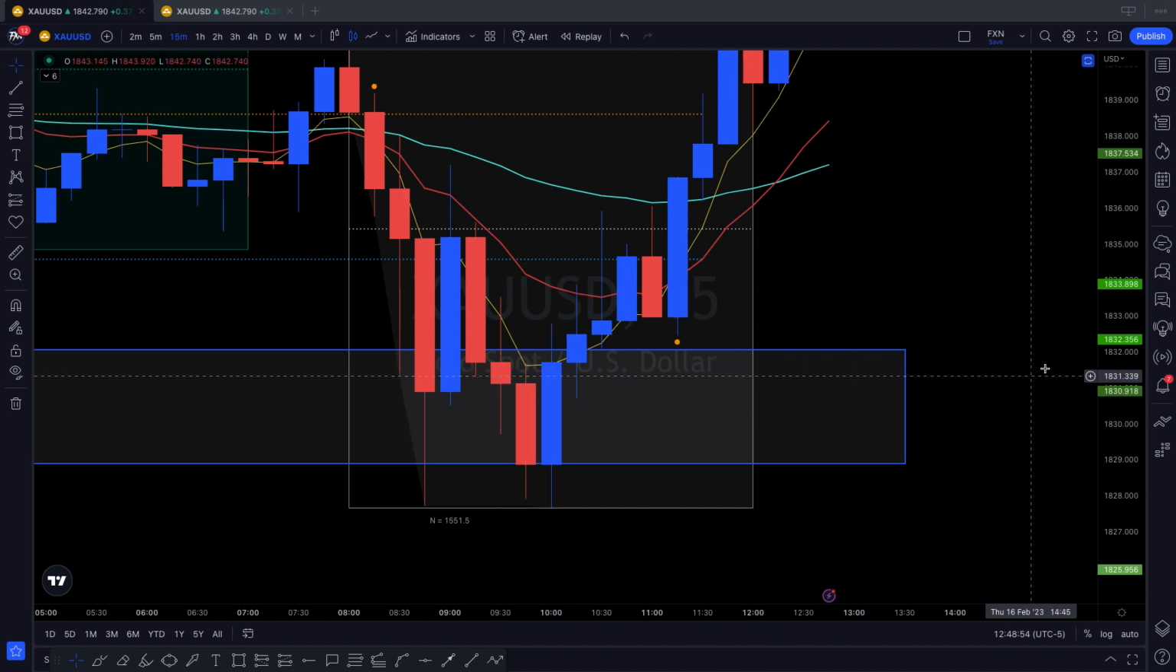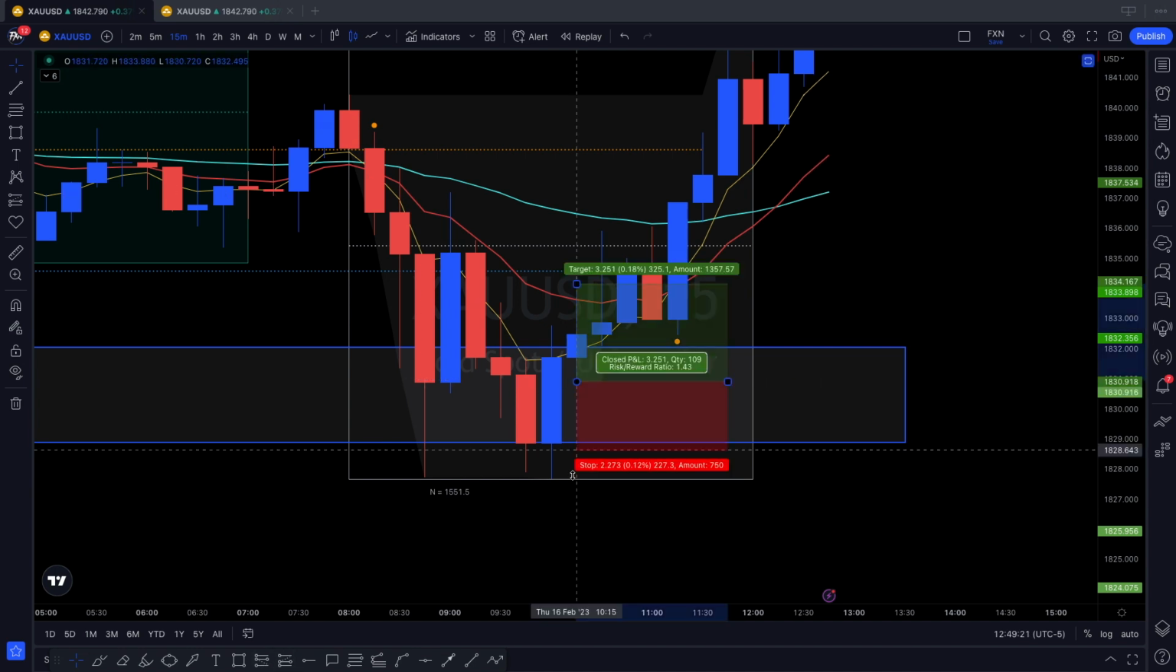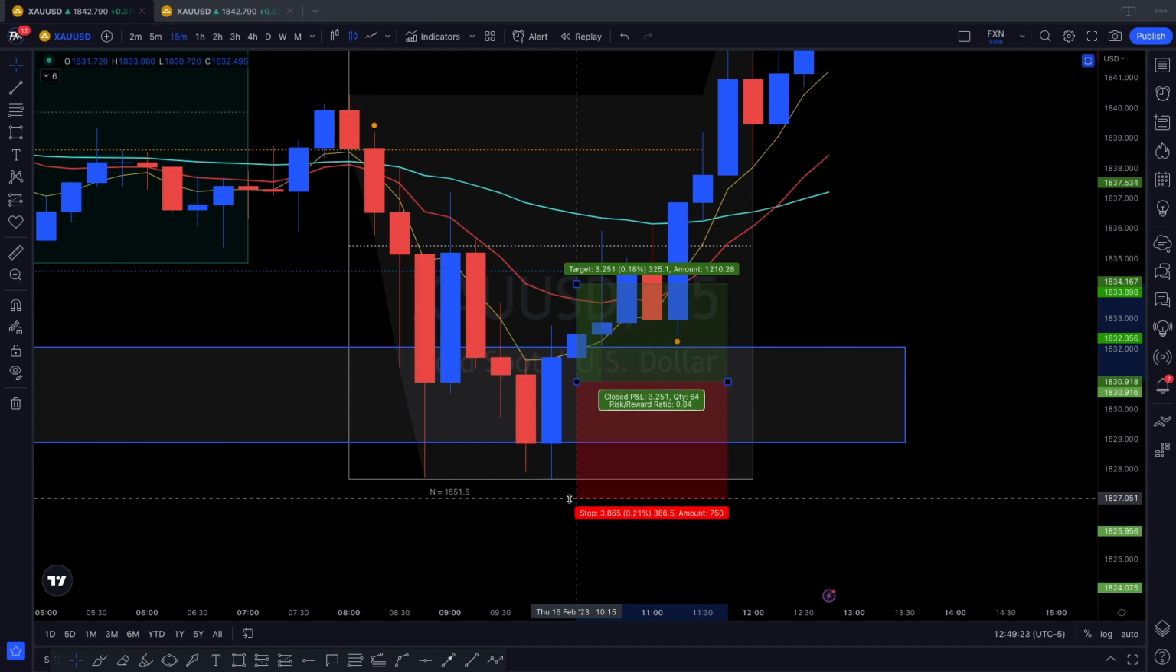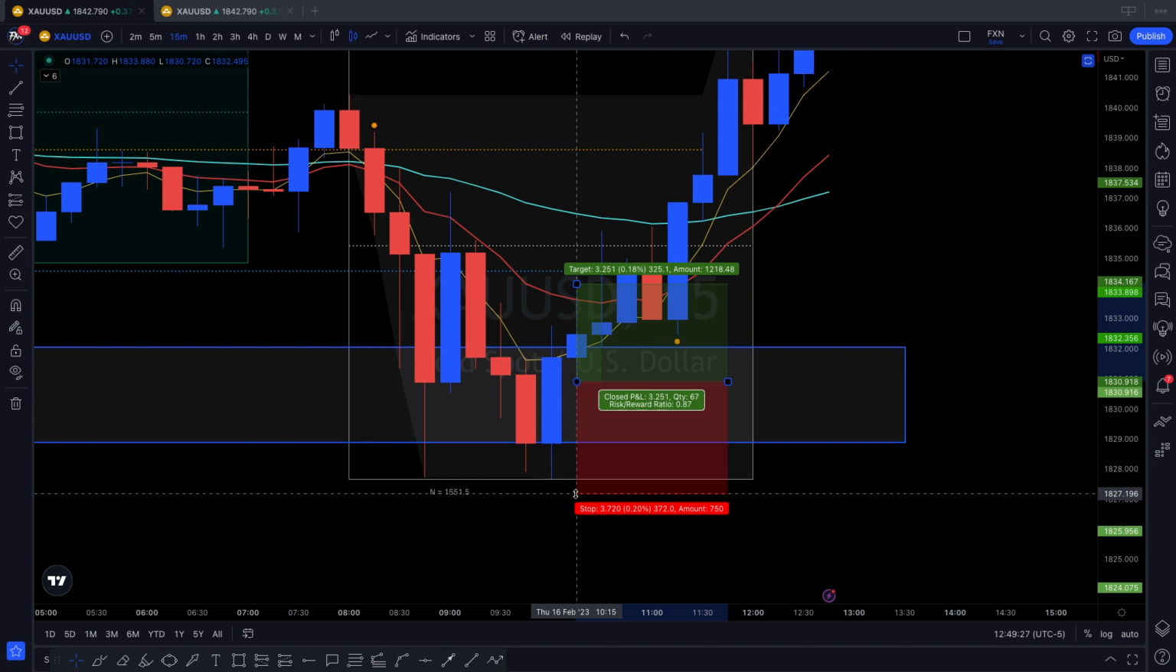Now, the only thing that I need for the entry is I like to see a pullback on the next candle. The pullback allows me to get a better entry. So the entry for me here was 1830.97. And then obviously the stop loss is going to go below all of the wicks. So there's your stop loss.